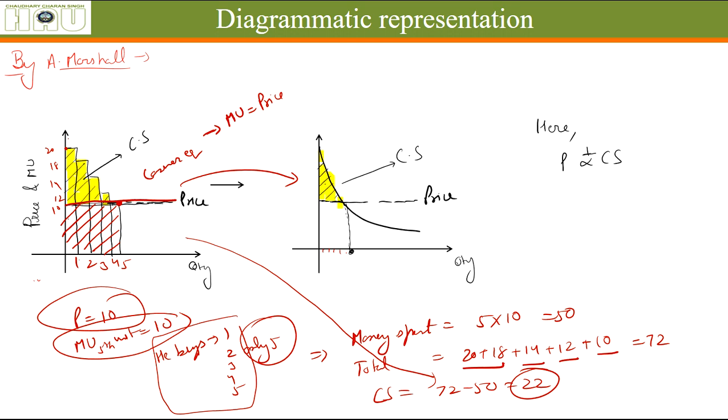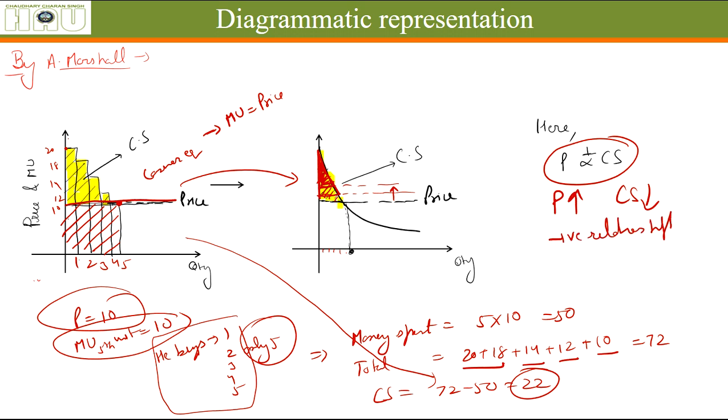Also from this graph, if the price increases and the demand curve remains the same, earlier this was the consumer surplus. When the price increased, only this much remains. With a further price increase, only this much remains. So as we can see, as the price increases, the consumer surplus reduces. There is a negative relationship between price and consumer surplus.